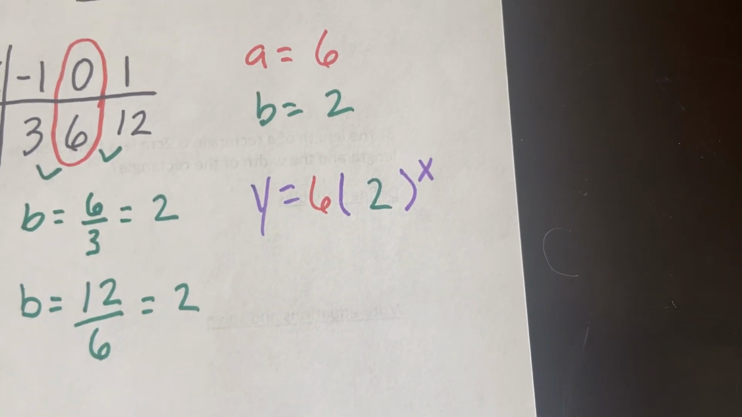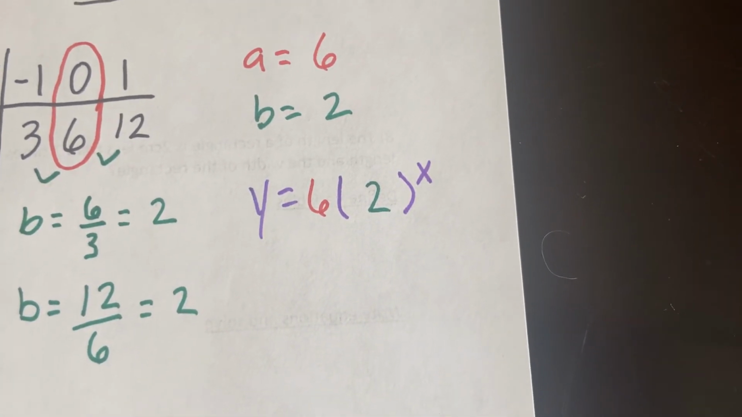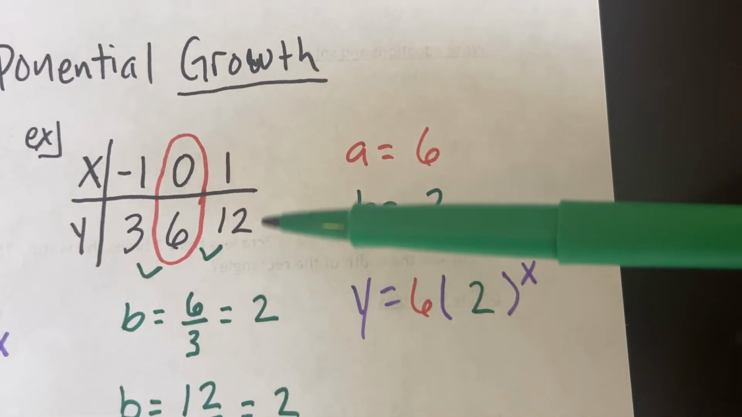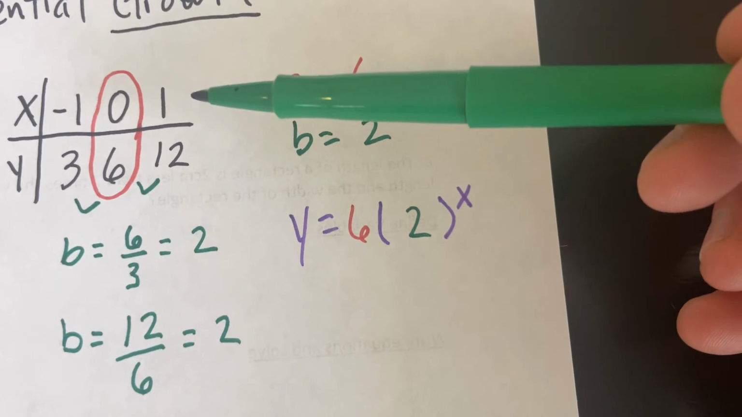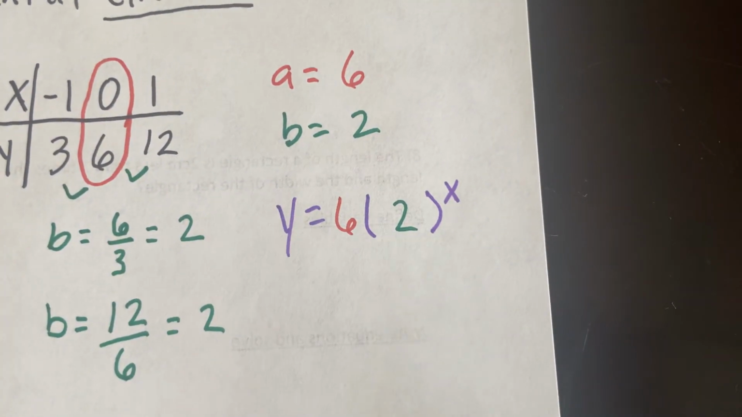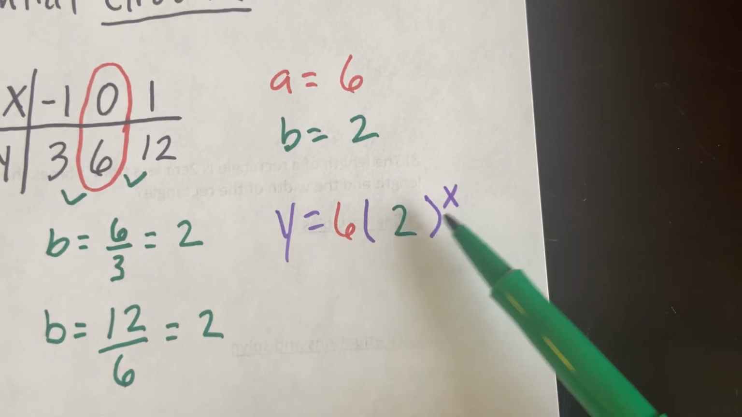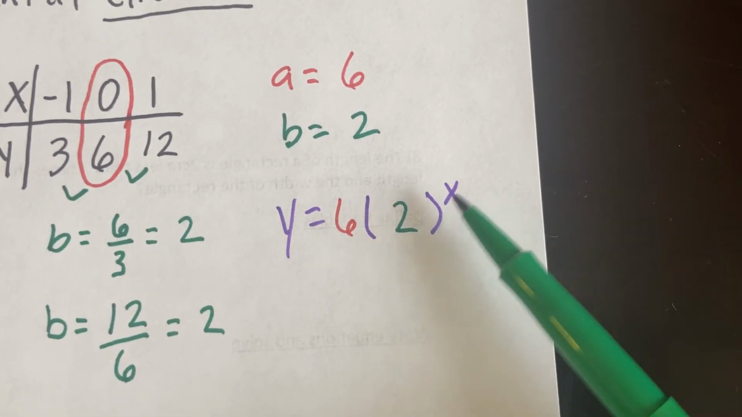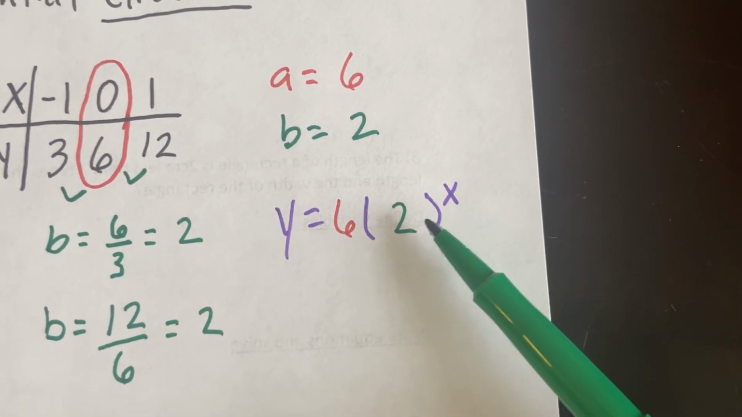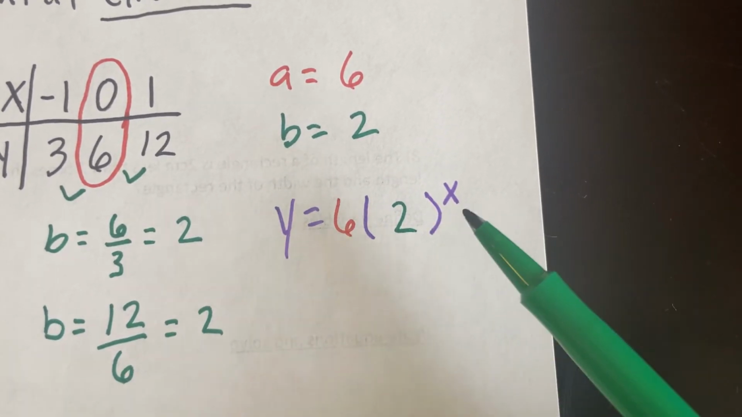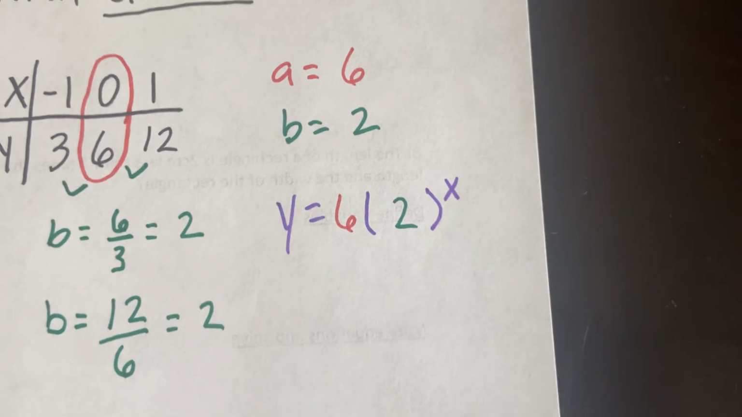Okay, it is always nice to go back and double check to see if your equation is right. You've got values of x and y here. When x is 1, y better come out to be 12. So if I put a 1in for this x, order of operations tells me to do my exponent first. 2 to the first power is 2. 6 times 2 is 12. So this is just a relationship.